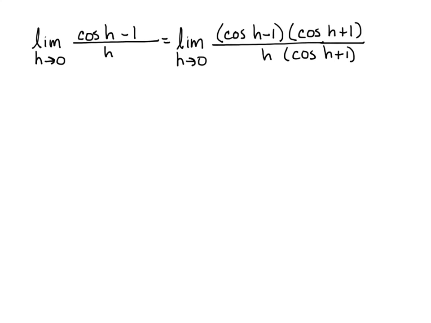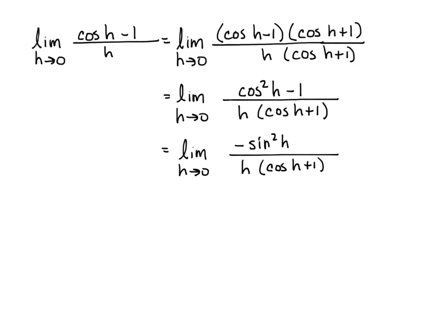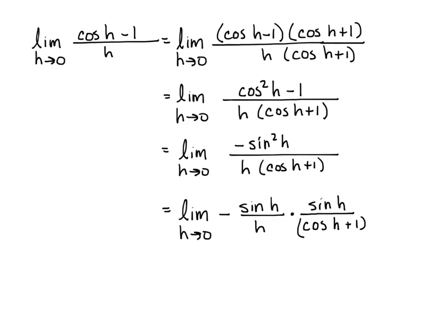The standard way that we're going to handle something like that is we multiply the numerator and the denominator by the conjugate, because then we get this nice thing of cosine squared h minus 1 over h times cosine h plus 1. And notice that in the numerator now, we can make the substitution of negative sine squared of h. And so at this point, I'm going to rewrite it, separating out the sine squared of h. It's essentially the same thing.